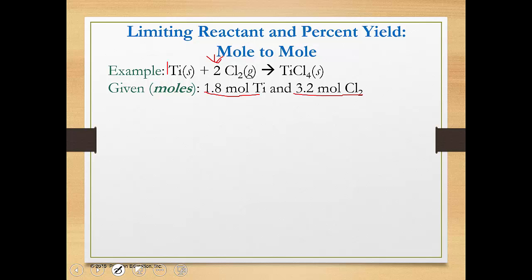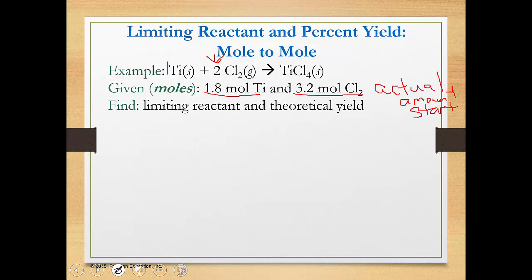So what I need to do is look at the actual amounts that I have. Now this is not actual yield, this is the actual amount started with. So this is like my cups of flour and my number of eggs.